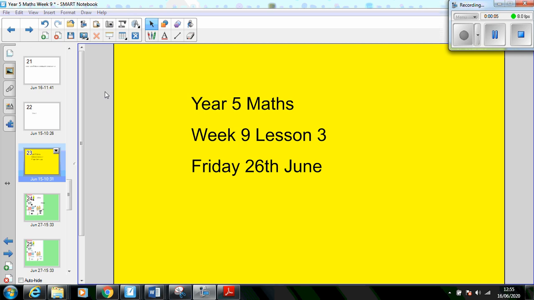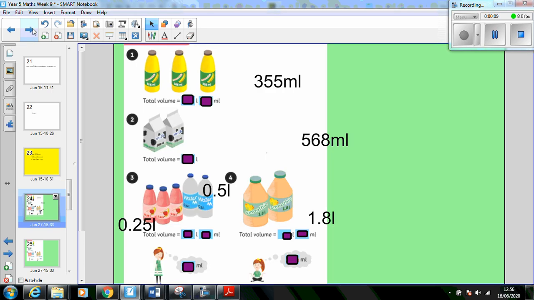Today we're doing some more capacity problems. Now, I found the numbers on these bottles almost impossible to read, so I know this is a little bit messy and jumbled, but I was hoping it would make it a little bit easier. So the banana smoothie, the bottles have 355 millilitres in, and there's 3 of them. What would the total be?